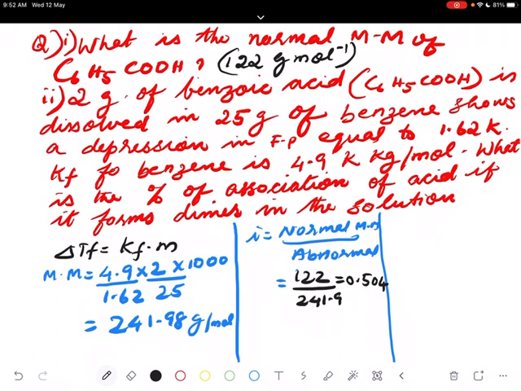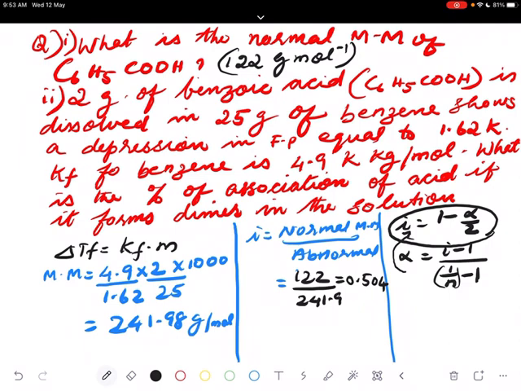So, either you can use that i is equal to 1 minus alpha by 2, or you can use that alpha is equal to i minus 1 upon 1 by n minus 1. From there you will be reaching this same thing only. So I am using the top equation, that is i is equal to 1 minus alpha by 2, or you can use the bottom equation, alpha is equal to i minus 1 upon 1 by n minus 1.